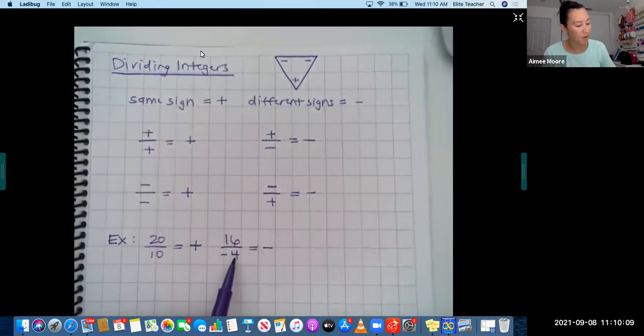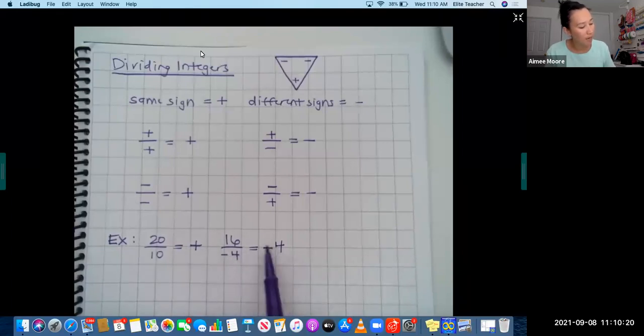So we know our answer is going to be negative. And then 16 divided by 4, well, 4 times what is 16? 4. So that's -4. And you can always check your answer because -4 times 4 gives us -16. And this is supposed to be 2, I missed my 2. And then you can check this one too. 10 times 2 is 20.